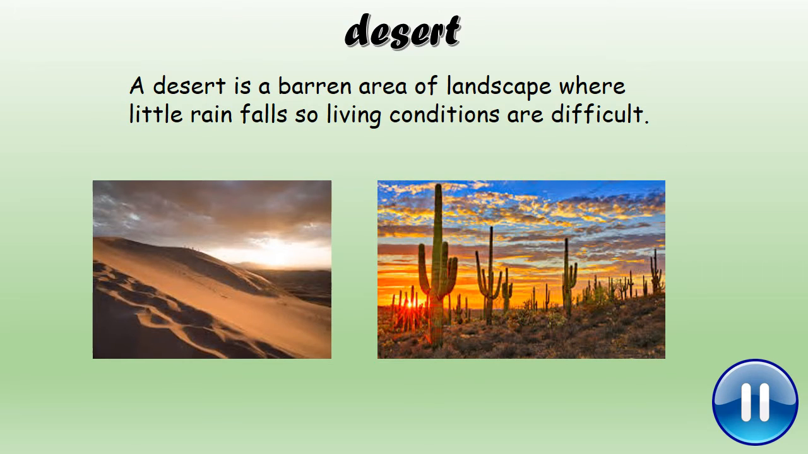Desert. A desert is a barren area of landscape where little rain falls, so living conditions are difficult. Barren means that there's hardly anything there, and the plants that are there are either plants like cactus that rely on very little water, or tiny shrubs that erupt out of the sand as soon as there's a very slight amount of rain.